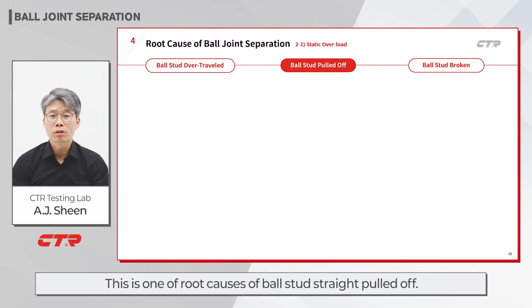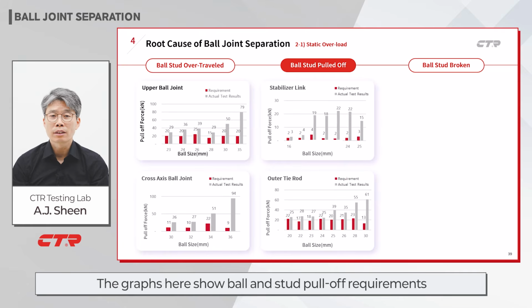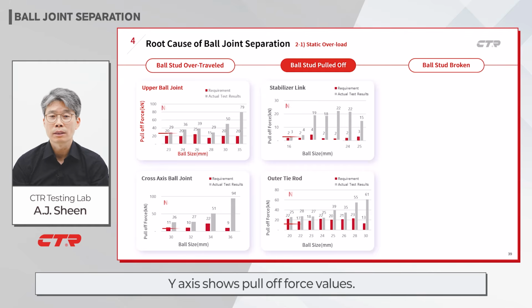This is one of the root causes of ball stud pull-off, that is static overload. The graphs here show ball and stud pull-off requirements and the actual test results for each joint type in the global automaker database. For example, the graph in the top left is about the upper ball joint. The X-axis on the graph represents ball sizes. The Y-axis shows pull-off force values.